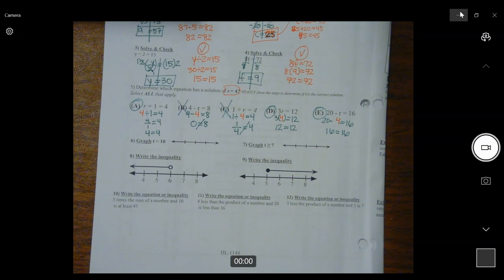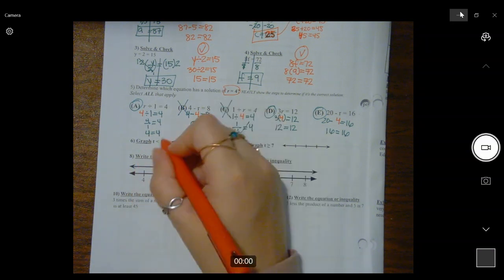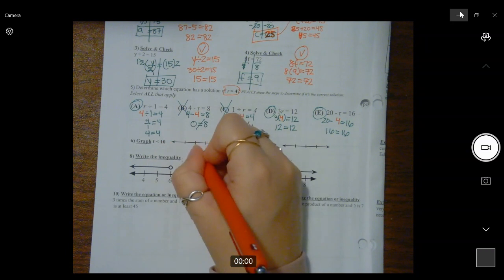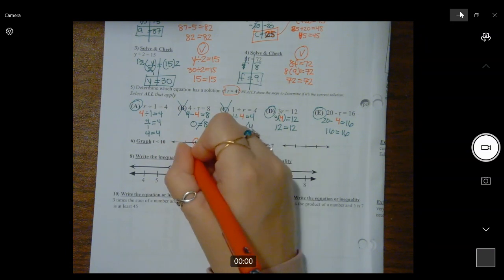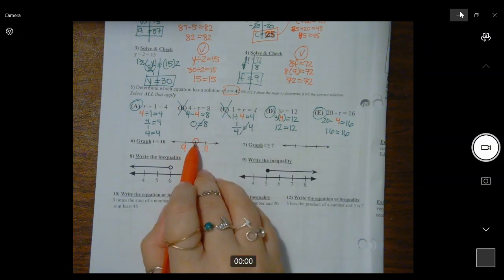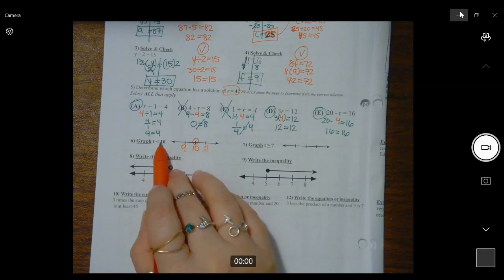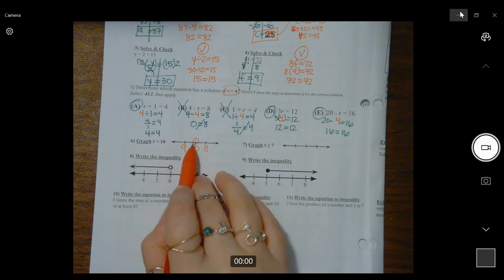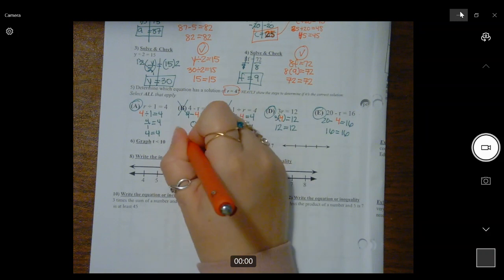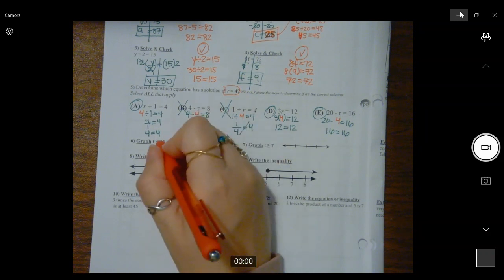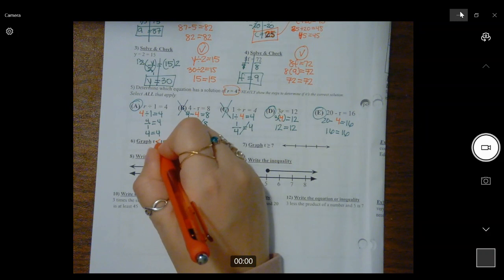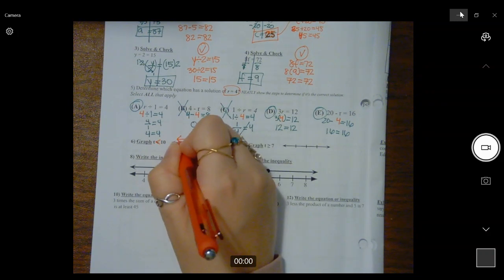Okay, for graphing, once you have your variable isolated, put the number you're focusing on in the middle, one bigger, one smaller, and then focus: should I shade it or leave it unshaded? Well, it's not including that point, so I'm going to leave it unshaded. And which direction should it go? To the left, because when your variable's on the left, this inequality sign will match your arrowhead.